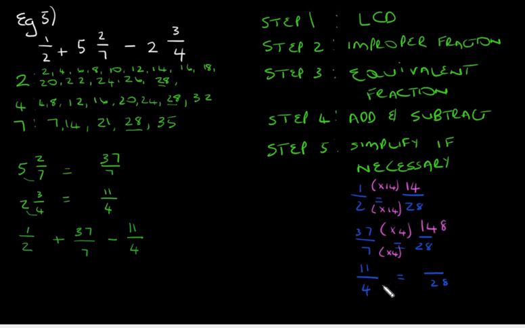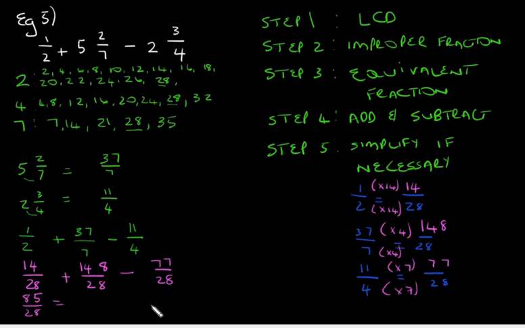So that will give me 148. And what did I do to 4? I multiplied by 7. And therefore, I must multiply 11 by 7 as well. That will give me 77. So that will give us 14 over 28 plus 148 over 28 minus 77 over 28, which will give us 85 over 28.